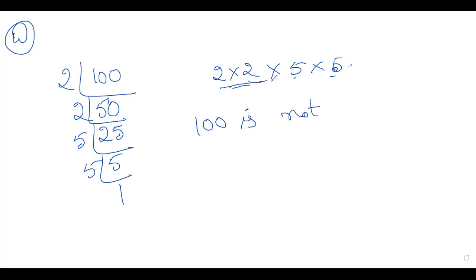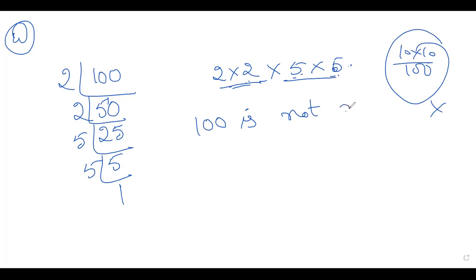It is a perfect square. 2 into 2, 5 into 5. It is a perfect square. 10 tens are 100. It is a perfect square, but not a perfect cube. Is it understood?